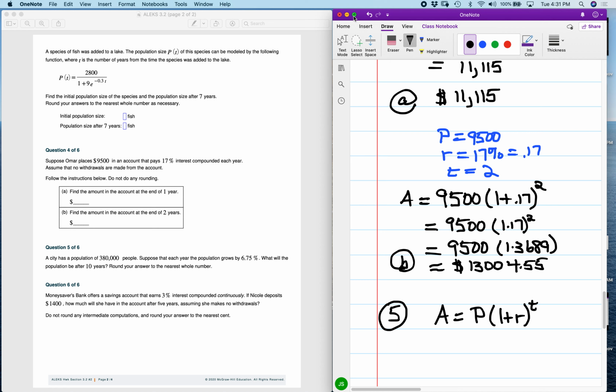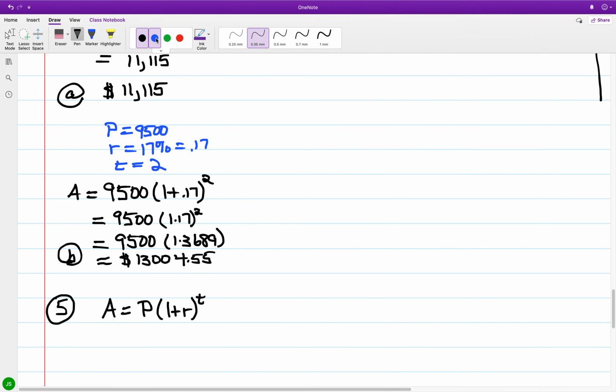All right, so just taking what we have here. Starting out with the initial population, we have 380,000. And for the rate of growth, again, we have 6.75%. Writing as a non-percent decimal, you have 0.0675. And for the amount of time, we have 10 years.